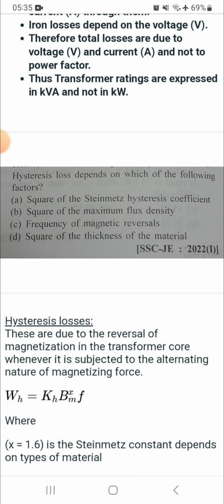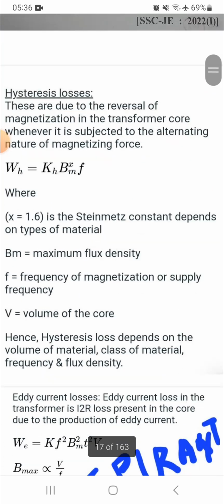First we have to know what hysteresis loss is. The hysteresis loss formula is W = K into B^x into f, where x is equal to 1.6, the Steinmetz constant, which depends on the type of the material. So here the answer is option C, frequency of magnetic reversal, option C is the right answer.